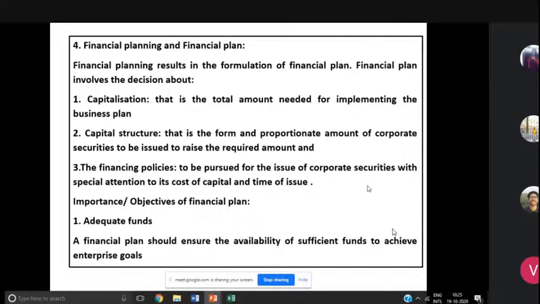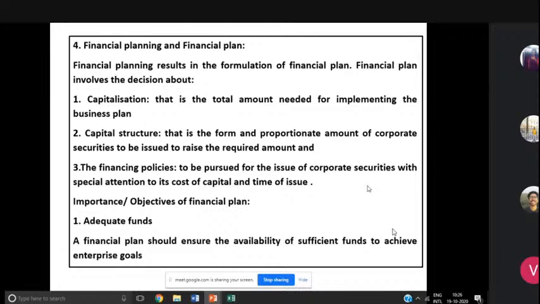CCP. What does the first C stand for? Capitalization. What does the second C stand for? Capital structure. What does P stand for? Policies. What policies are we talking about? Financing policies. CCP. I repeat, financial plan involves the decision about 3 aspects.